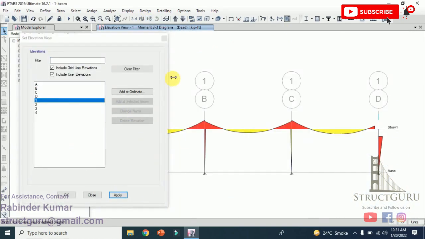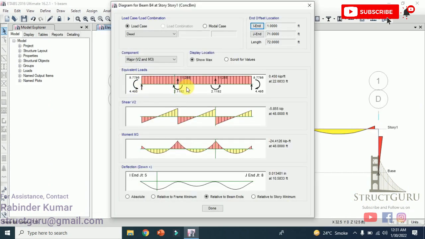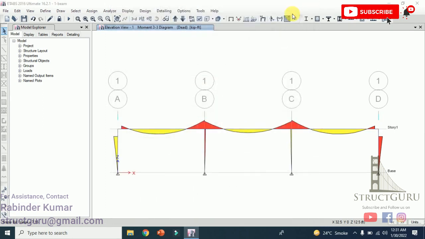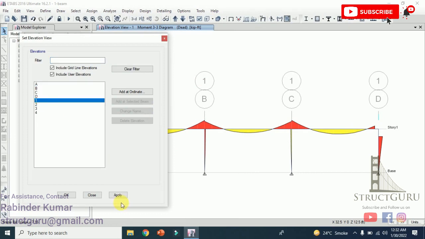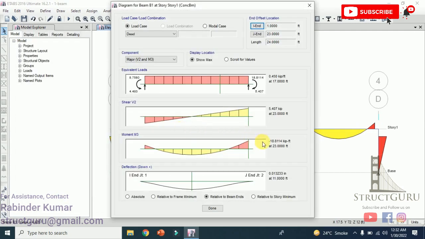Under the first elevation, where we have modeled our continuous beam, you will see the results of a continuous beam, where the maximum bending moment at the first intermediate support is -21, and similarly it is -23 for the second intermediate support. Now if you compare these results with the separately modeled beams under elevation 4, more or less they also give you the same values.